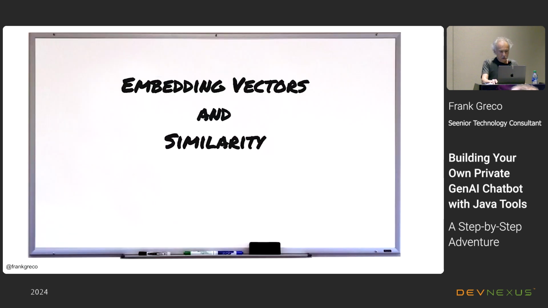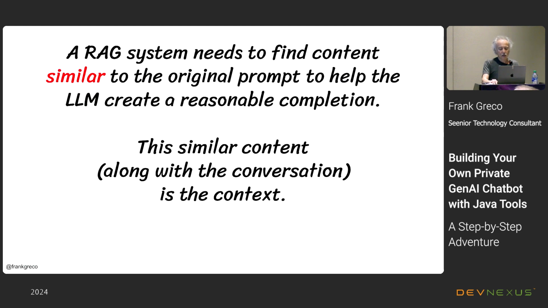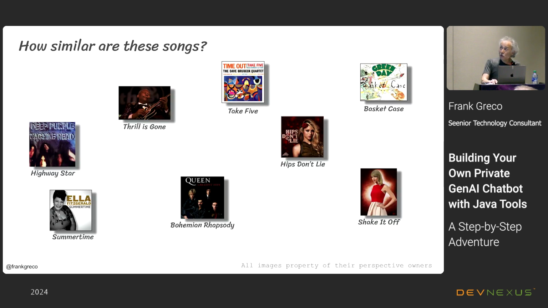Okay, so I'm going to breeze through some, because I really want to show some demos. So similarity. What does similarity mean? RAG has to find out what similarity is. So let's take some music. We have some music from different artists, and I heard Shake It Off is a very good Tay-Tay song. So if you wanted to find out how similar these songs are, what could you do first?